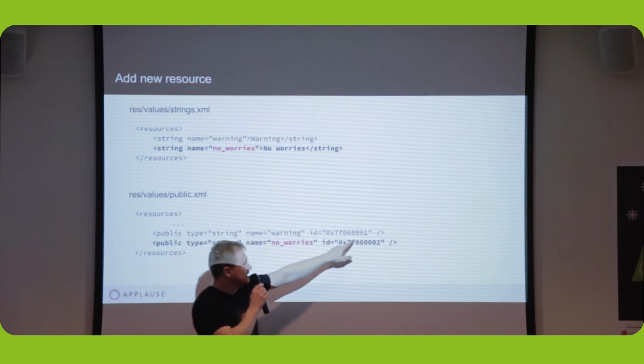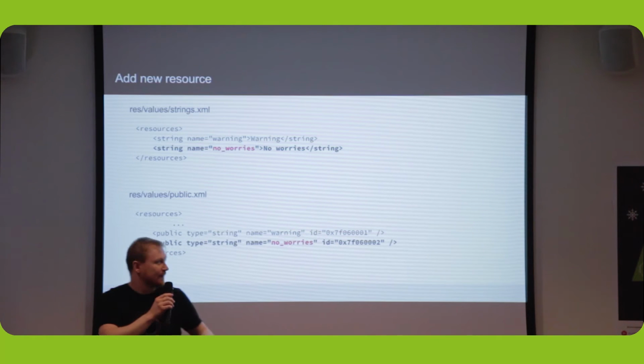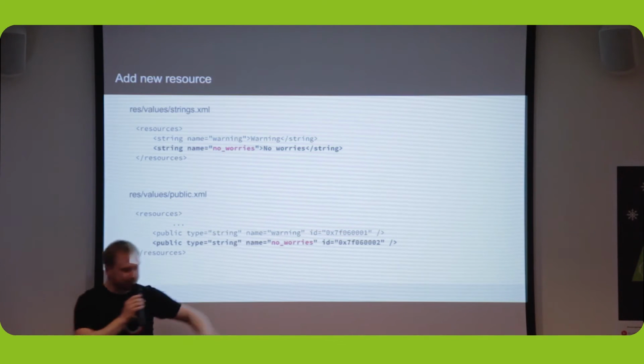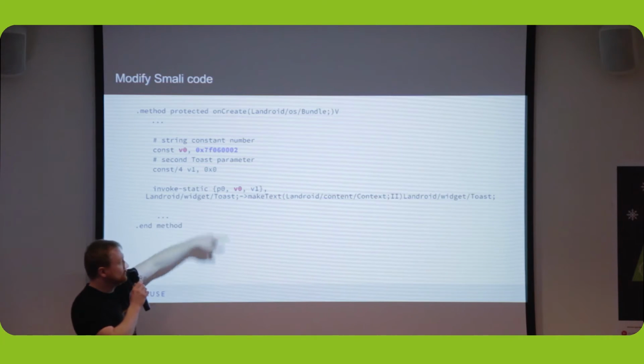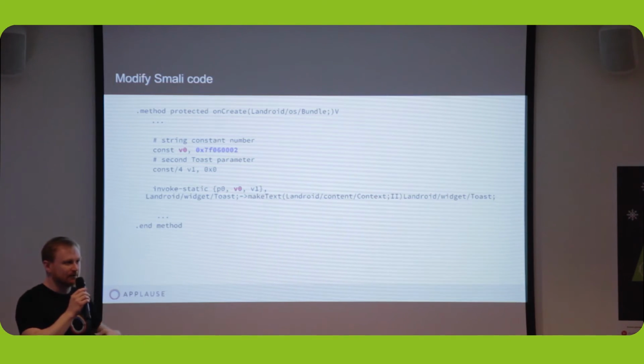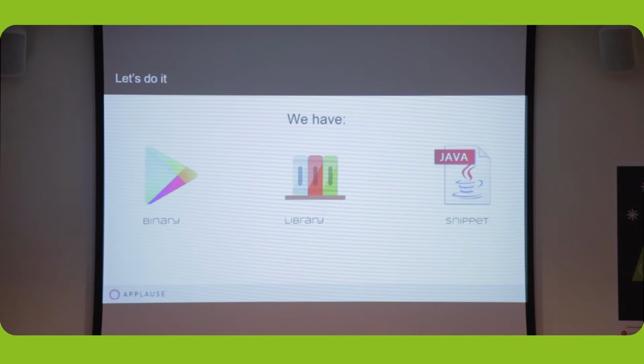A hint: it has to be continuously increasing. Okay, but we have this number, right? So in the code right now, when I'm using address number 2, and I compile it again and run this binary, it will show a different toast. This is how it works, right? All right, so let's do it again.